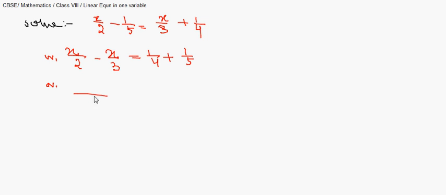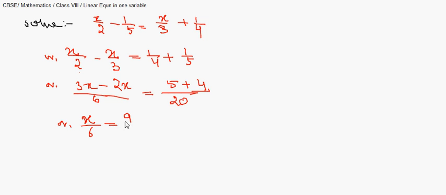Suppose the LCM is 6. If I take the LCM, 6 divided by 2 is 3. 3 into x makes it 3x minus, similarly 6 divided by 3 gives you 2. 2 into x gives us 2x. And again I take the same LCM method here. 20 by 4 is 5. 20 by 5 is 4. So on the left I'm getting 3x minus 2x, that's giving me only 1x, so I simply write x by 6, and on the right it became 9 by 20.